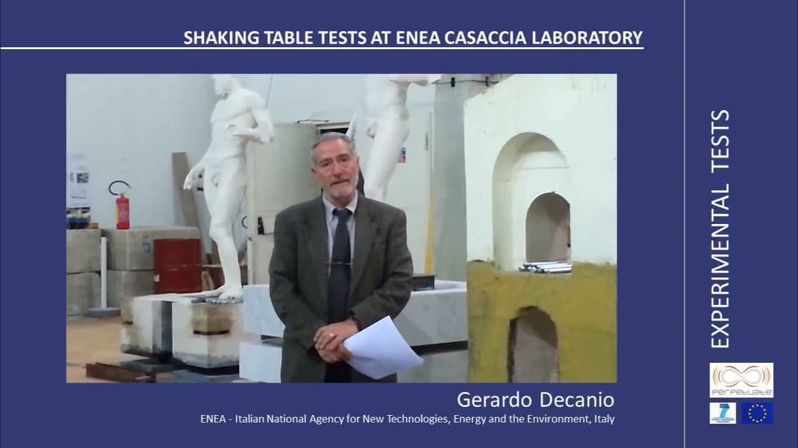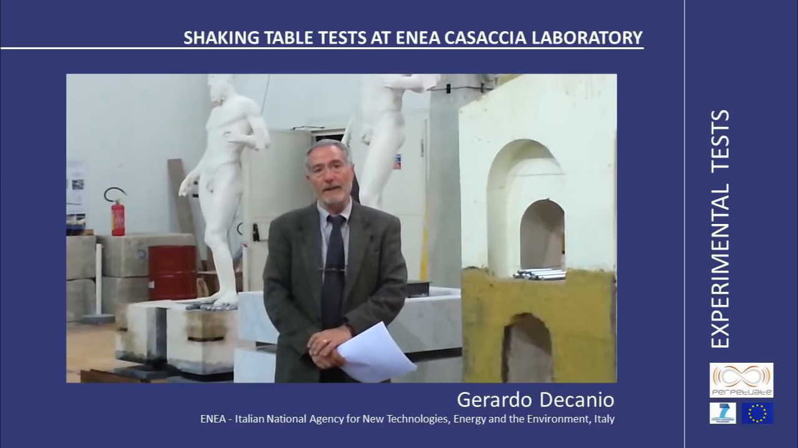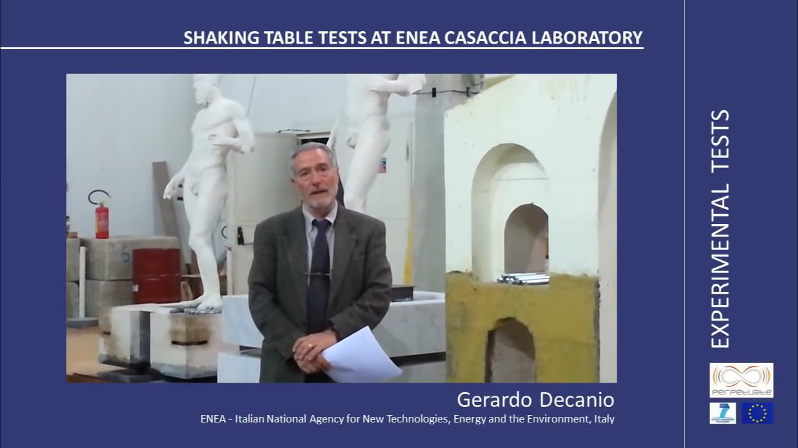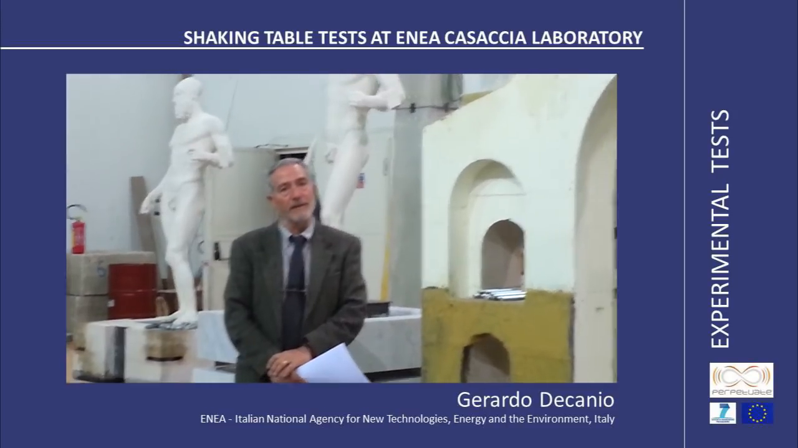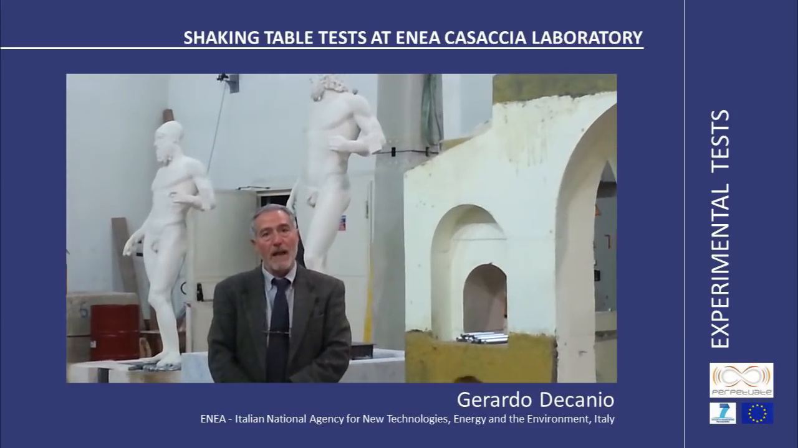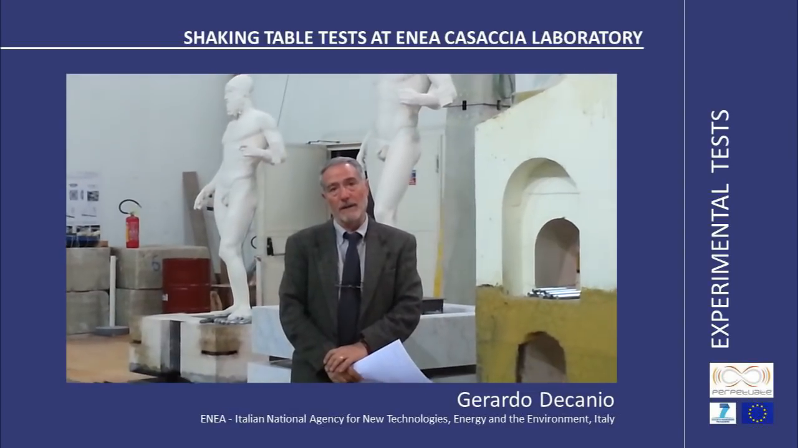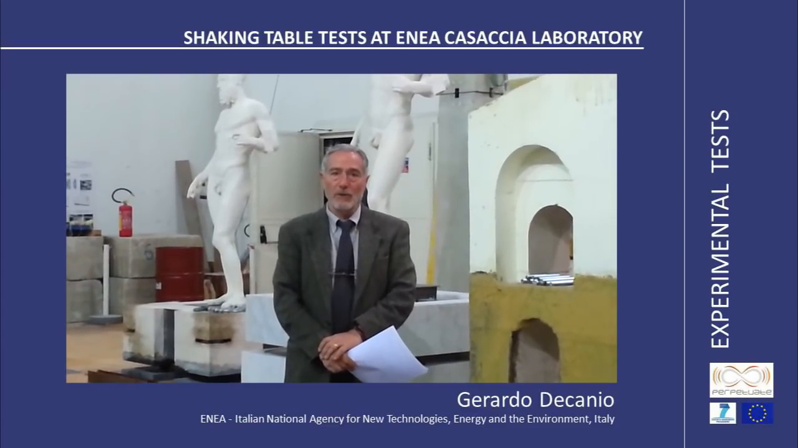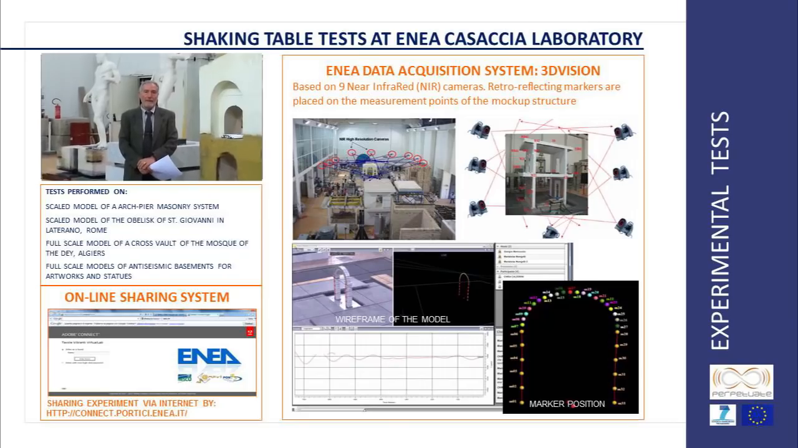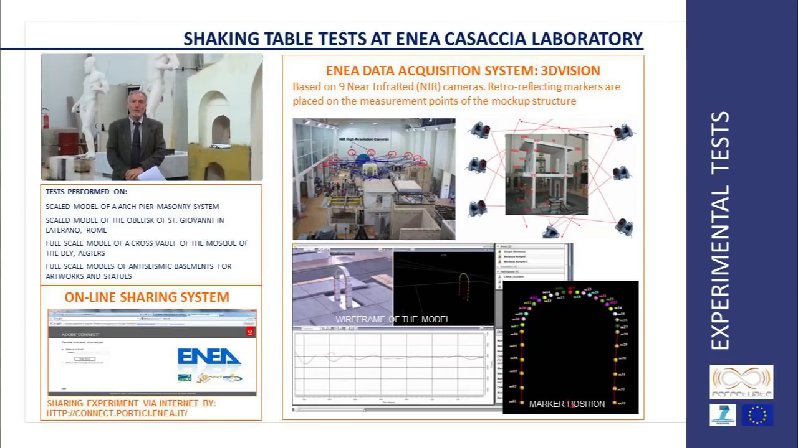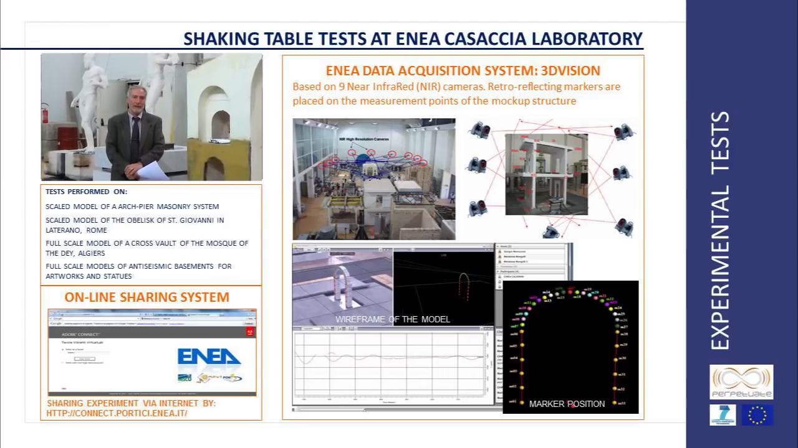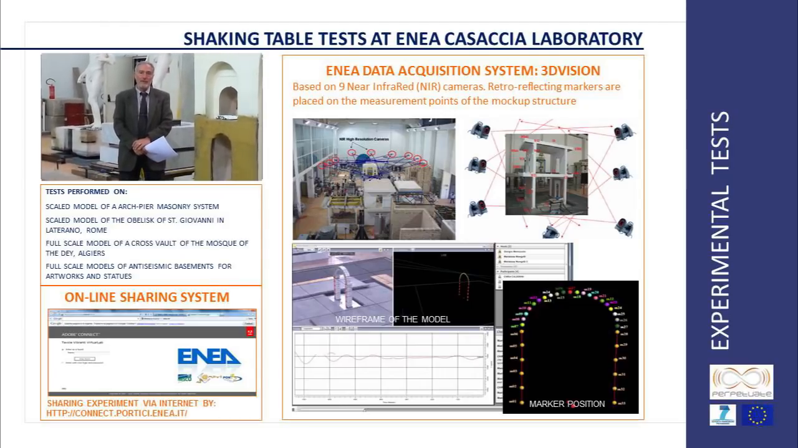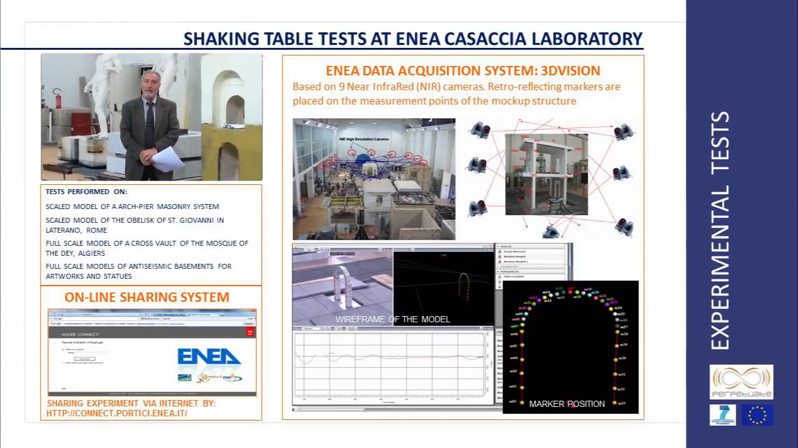The structures under test were a reduced scale model of the Egyptian obelisk in Piazza San Giovanni Laterano in Rome, a full-scale model of the vault of the Mosque of Algeria in Algeria, and a reduced scale model of a Roman arch. The direct displacement was measured by using several markers positioned at the nodal points of the structures and measuring the relative displacement of those markers to a reference point.